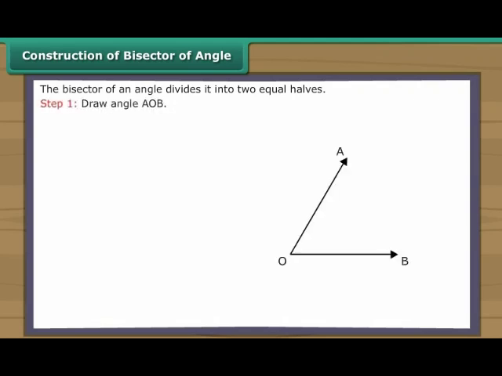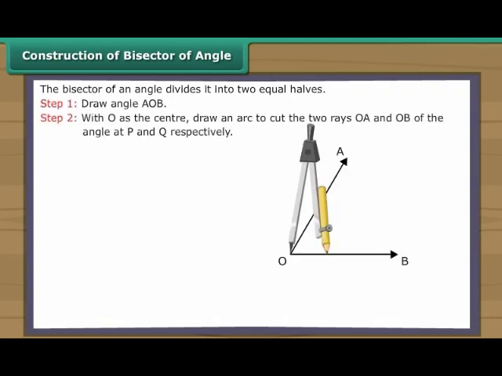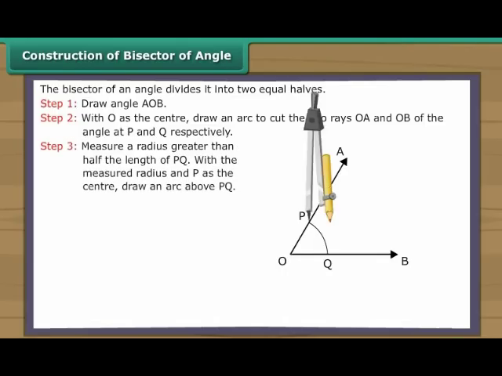Construction of bisector of angle. The bisector of an angle divides it into two equal halves. Let us learn to construct an angle bisector. Draw angle AOB. With O as the center, draw an arc to cut the two rays OA and OB of the angle at P and Q respectively. Measure a radius greater than half the length of PQ.